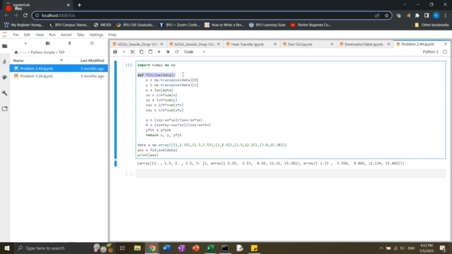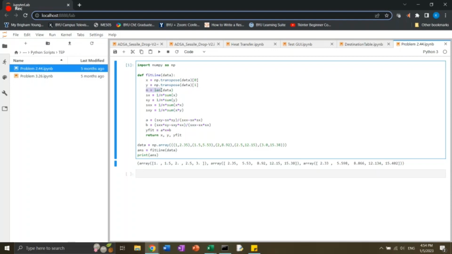Then I make a function here called fitLine, because that's what they want us to do, to fit a line to a certain input data that we're given. I'm going to store all of the x values in this function by taking the input data points and transposing it, and then grabbing all of the x values from there, which are stored in position 0, the first position. Then I get all of the y values and do the same thing by transposing that data set and grabbing all of the values in the second position.